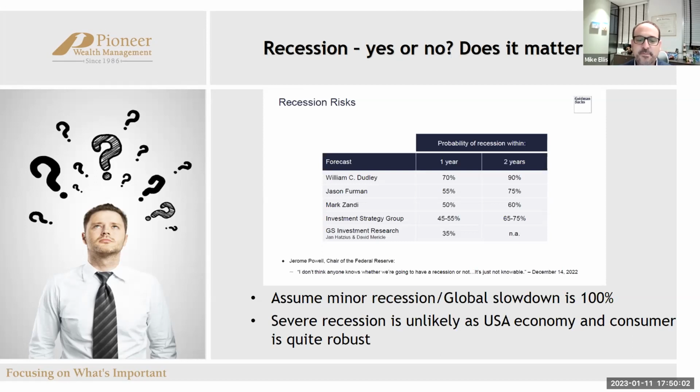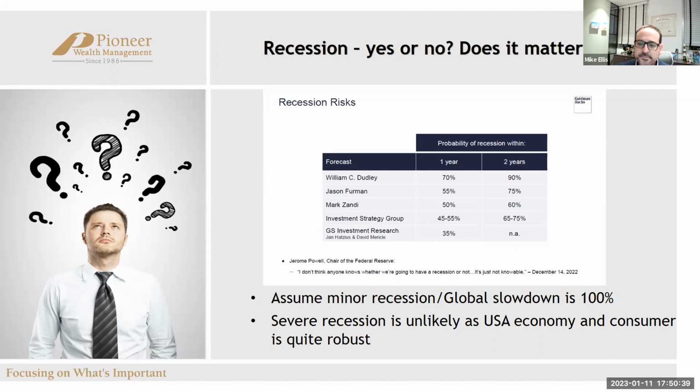There's a nice quote at the bottom from Jerome Powell, who's chairman of the Federal Reserve. He says, "I don't think anyone knows whether we're going to have a recession or not. It's just not knowable." And I think that this is the guy who's holding all the cards and he can create a recession or not. And he's saying you can't predict a recession. So we shouldn't spend too much time trying to intellectualize whether there will be a recession or won't be a recession. I think we should just focus on our portfolios and say, okay, if there is a recession or if there isn't, what can we do about it?